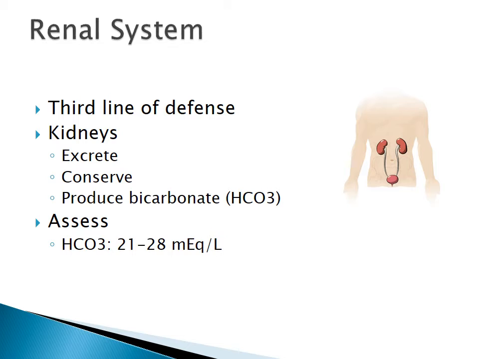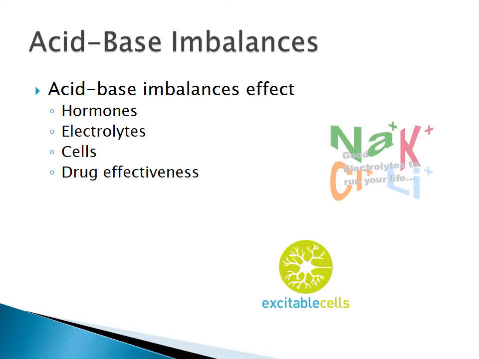Now, what is the reason we're so concerned about acid-base imbalances? Well, when an acid-base imbalance occurs, it's going to cause our hormones to become imbalanced. It's going to cause our electrolytes to have an imbalance. It's going to cause our cells to become much more excitable, and it's also going to decrease drug effectiveness. So when any of these things happen, this is going to cause a domino effect of problems in our body. So this is why we don't want an acid-base imbalance.